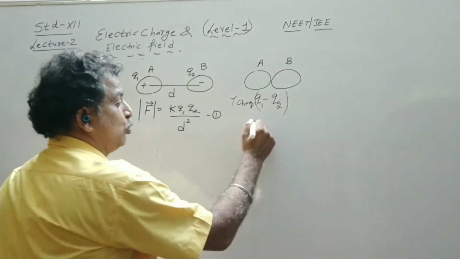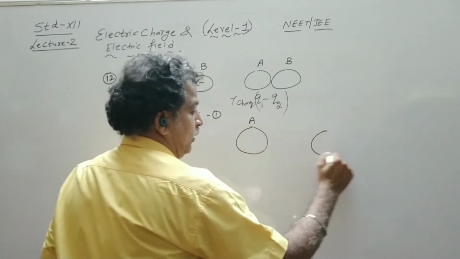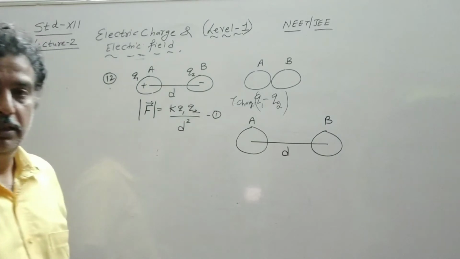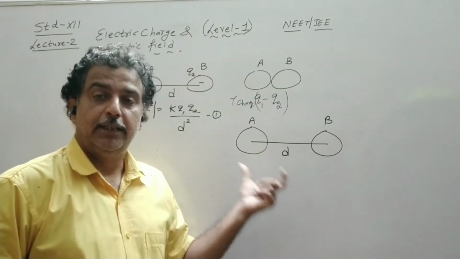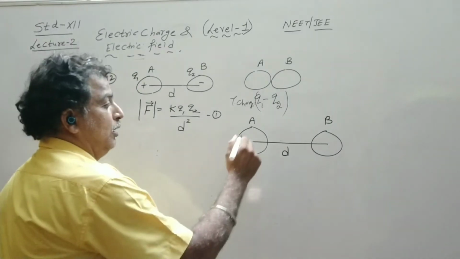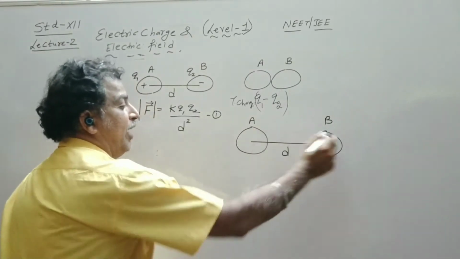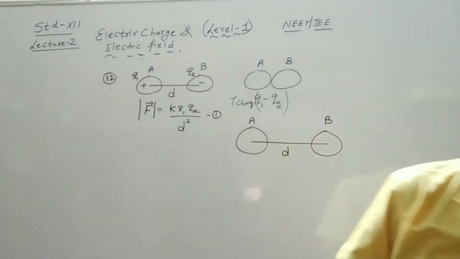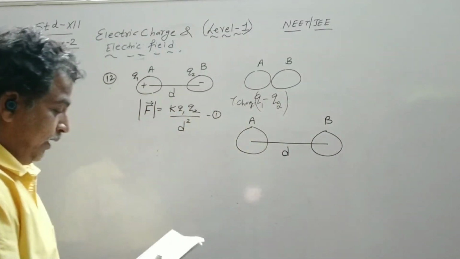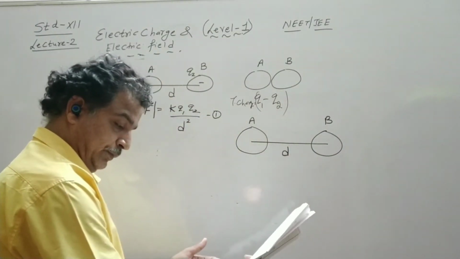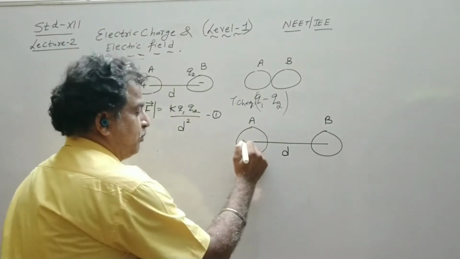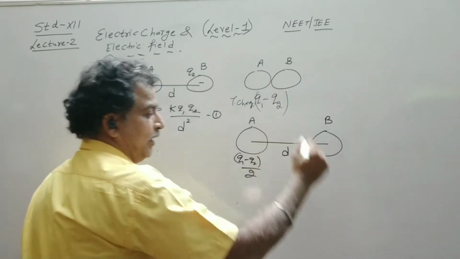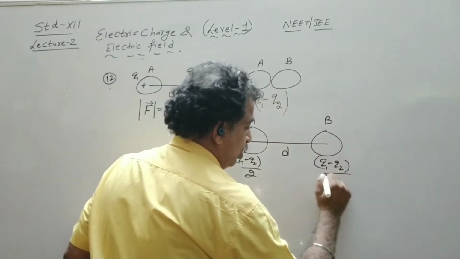Now when you separate these two spheres, they are kept at the same separation. So we have to keep them at the same separation. But the charge will be divided half-half. We know that when identical spheres are kept in contact with each other, the charge is distributed equally. So the charge becomes half of this, (Q1 minus Q2) upon 2.